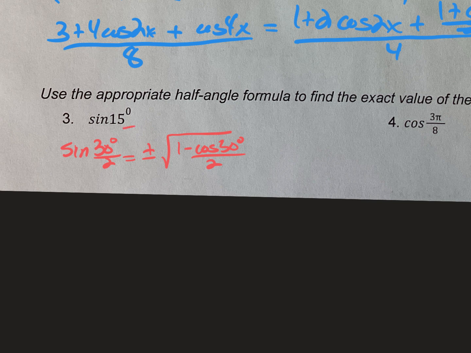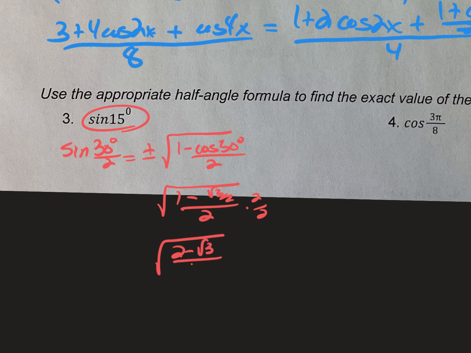The plus or minus part, sine 15 is in quadrant 1. Quadrant 1, everything is positive, so I'm going to do plus in the front. Cosine 30 is square root of 3 over 2, all over 2. And again, just get rid of the fraction in the fraction. Multiply the top and bottom by 2. My numerator becomes 2 minus the square root of 3. The bottom becomes 4. I do know the square root of 4 on the denominator, so I'm going to take the square root of 4 out and leave it like that right there.